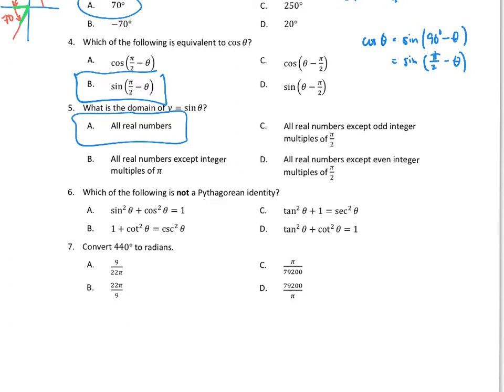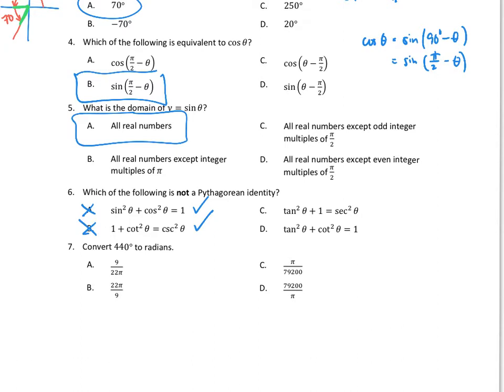For number 6, we're looking for which one of these is not a Pythagorean identity. And here this is just a little bit of memorization. So what you should know is that sine squared plus cosine squared equals 1. That's a Pythagorean identity, so the answer is not A. 1 plus cotan squared equals cosecant squared is another one. We get that from sine squared plus cosine squared equals 1 by dividing both sides by sine squared. So that's not the answer.